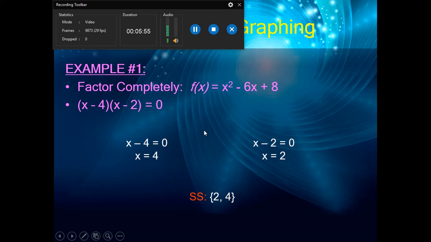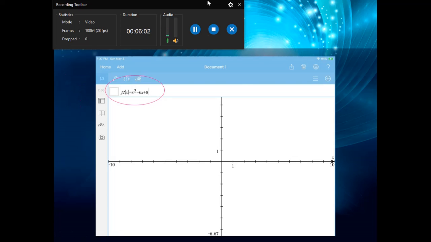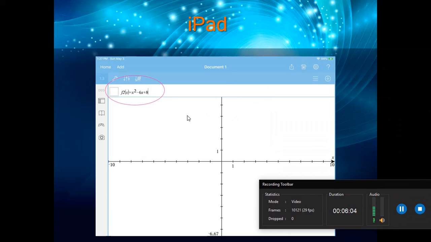But now we want to graph this and see if we get the same result. I should have 2 points that cross the x-axis. On your iPad, if you'll go to Add Graph, and up at the top, the cursor should be flashing. You're going to enter in your quadratic equation.